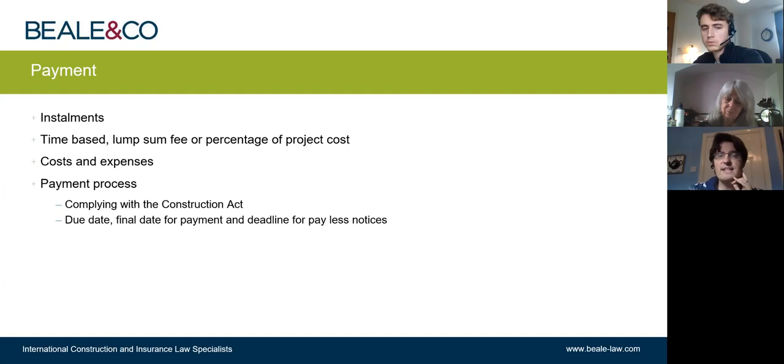And if you're using an ACE agreement, you know that you've got an agreement with payment provisions that will comply with the Act. So to give you some examples of what payment provisions need to include in order to comply with the Construction Act, they need to include a due date, a final date for payment, and a date by when any payless notice must be served. And I'll explain a bit more about those now as we look at what the actual process that the ACE agreement provides for in relation to each instalment.